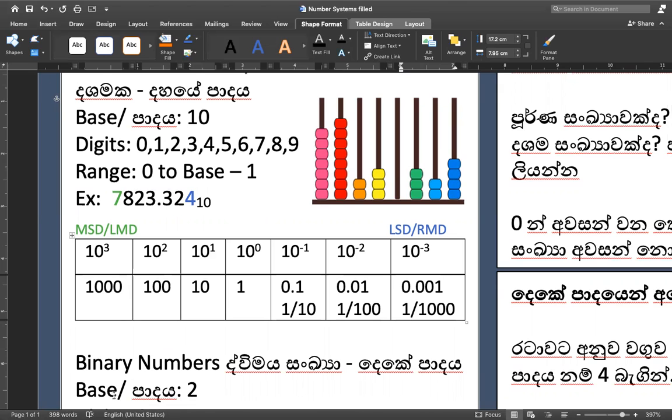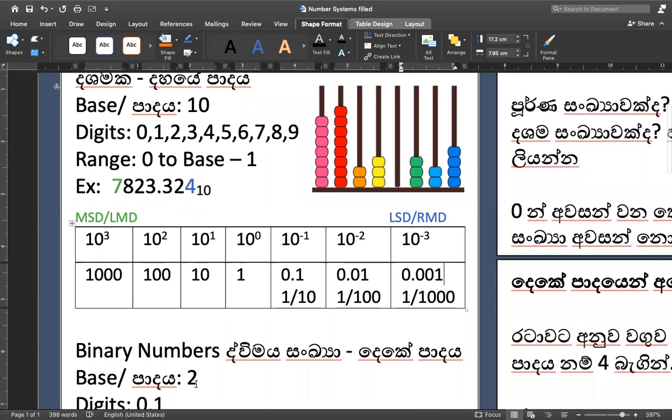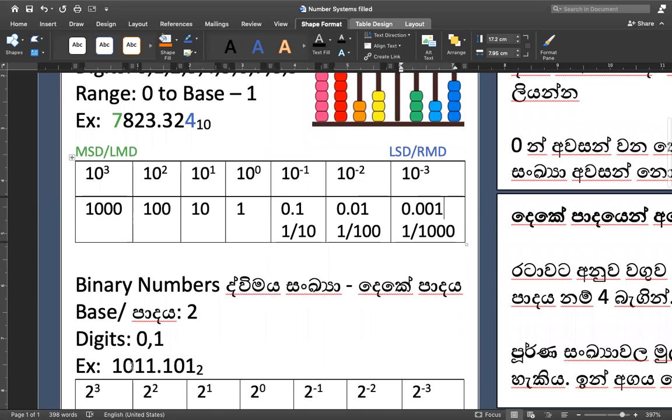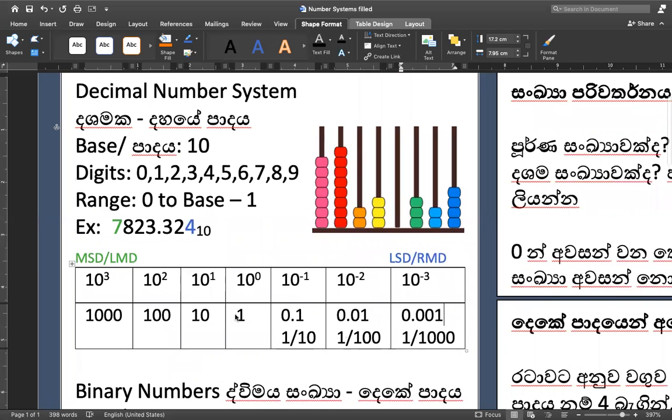0 and 1. Yes, that is true. So what is the base? Base is 2. So then it is something like this. Here you can see in decimal number system, it will always be 10 times the previous. 10 times of 1 is 10. 10 times of 10 is 100. 10 times of 100 is 1000. That is always 10 times.